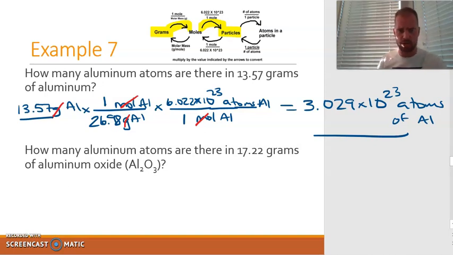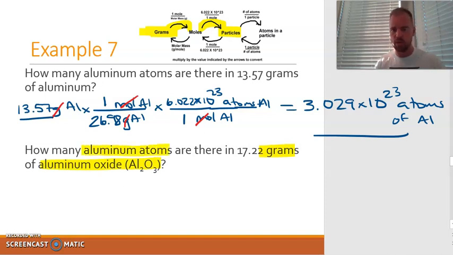Let's take a look at the second question. How many aluminum atoms are there in 17.22 grams of aluminum oxide? This one sounds very similar. I'm starting off with the grams, just like I did last time. But this time I'm going to a particle within a particle. You see how it gives me the mass of a compound? But I don't want to know how many molecules of that compound. I just want to know how many aluminum atoms there are.